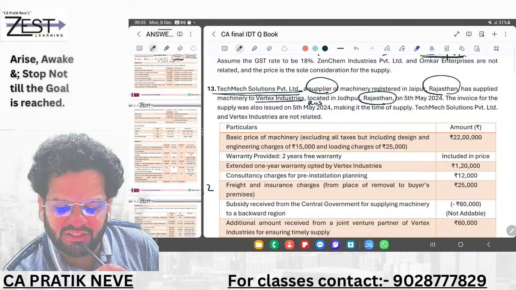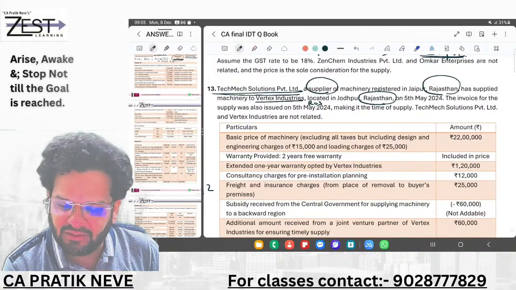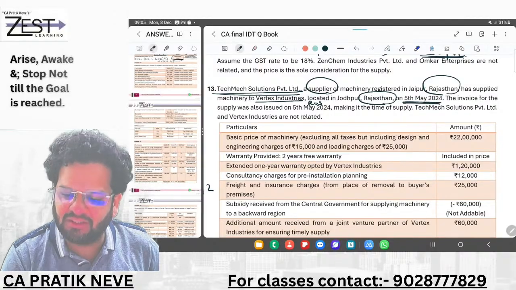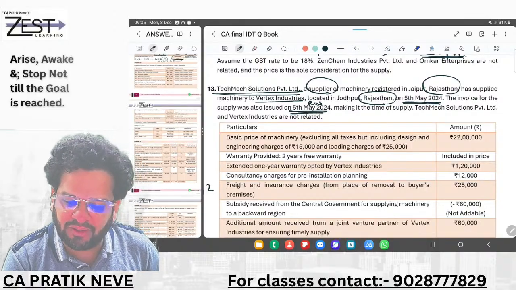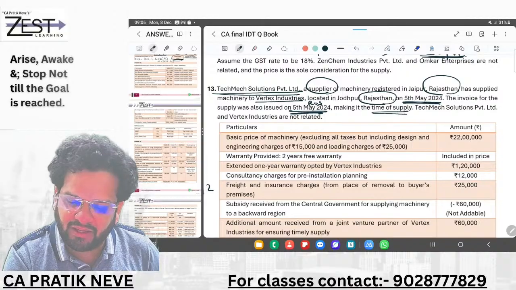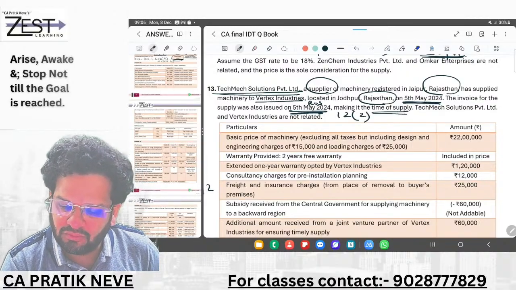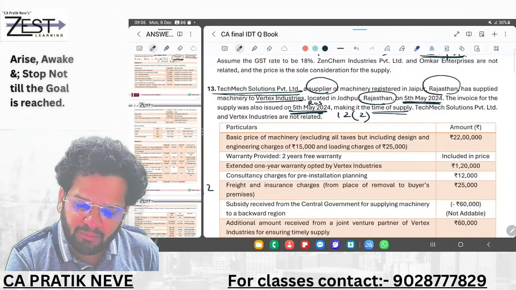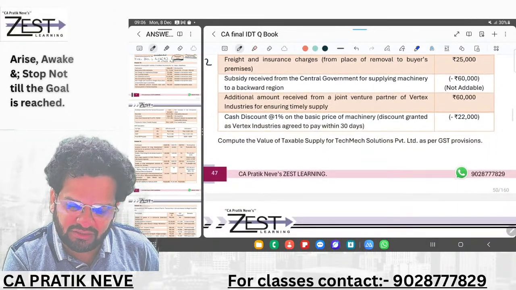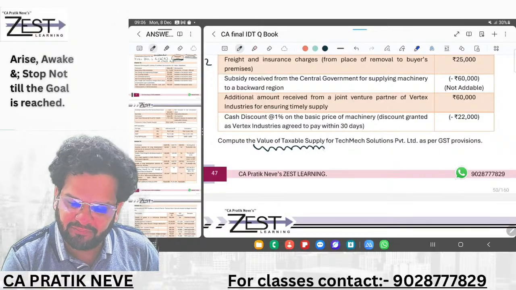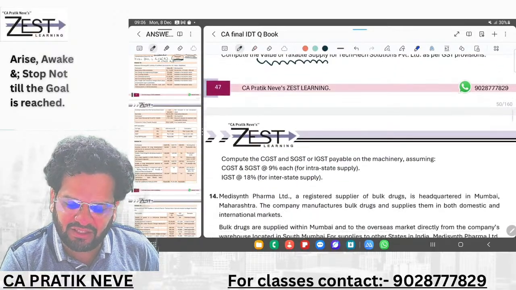So Vertex Industries is also in Rajasthan. On 5th May, they have done this supply. Invoice for the supply was also issued on 5th May, making it the time of supply as per 12(2). And they both are not related. Question is, compute value of taxable supply. So I think easily we can solve it.